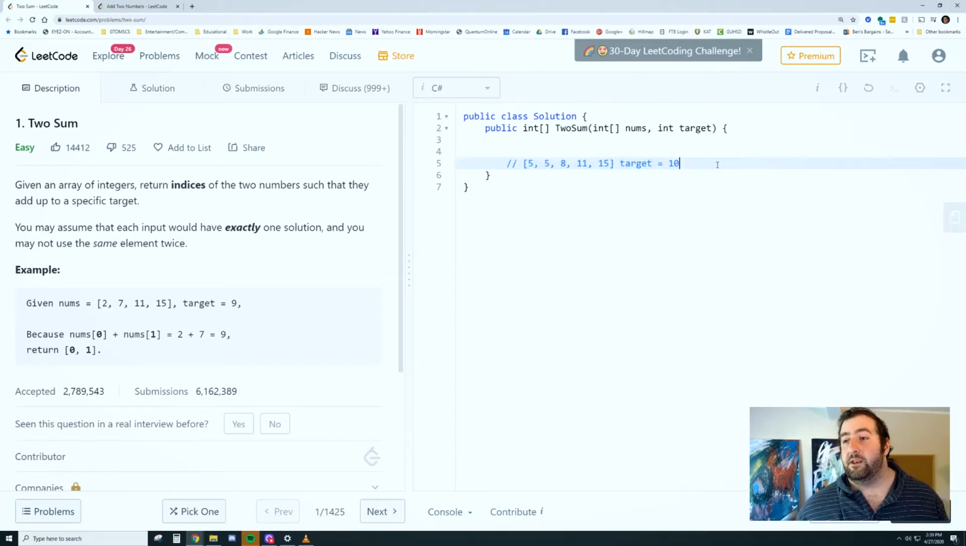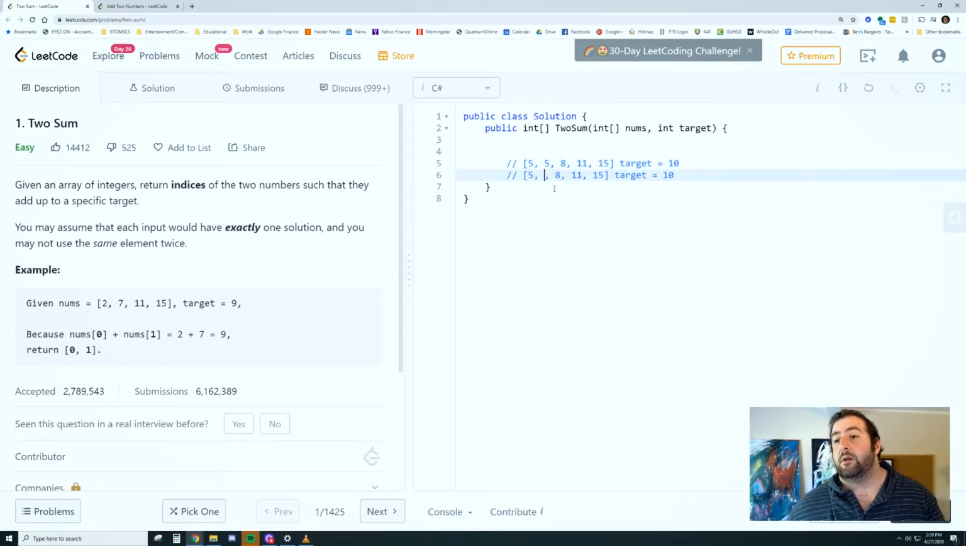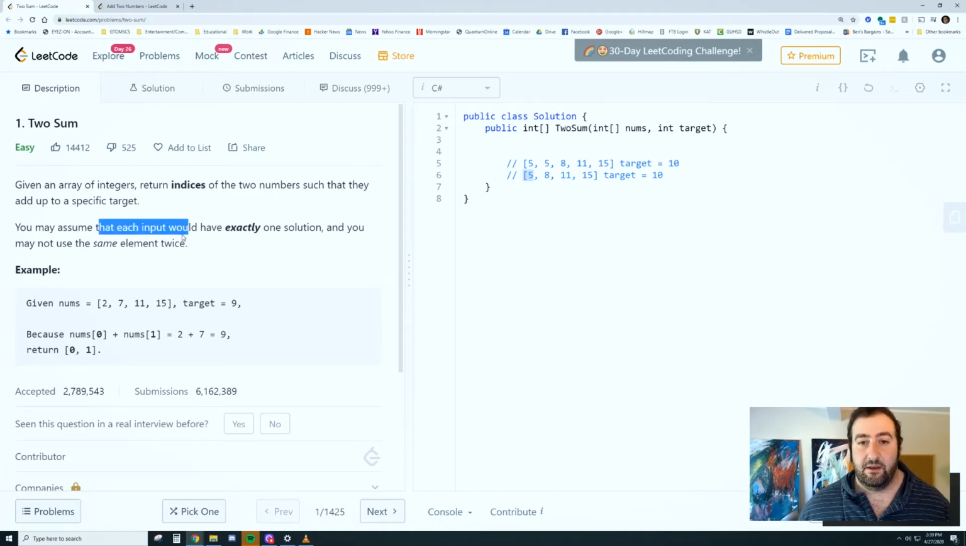All right, but then another case would be, for example, if it's the same question, but we only have one 5 available to us. We cannot go ahead and use index 0 or 5 as both our indexes. So that's basically what they're saying there. Pretty simple, pretty straightforward, but it's good to clarify that.